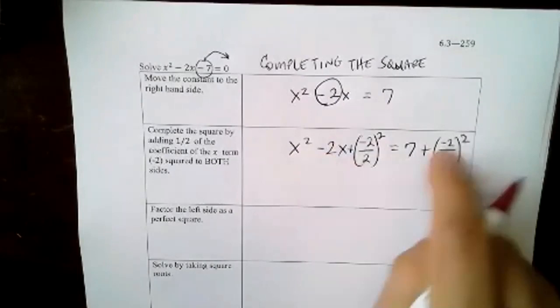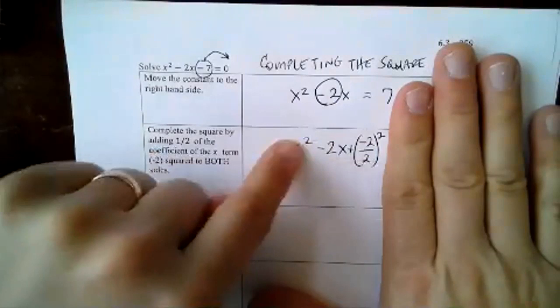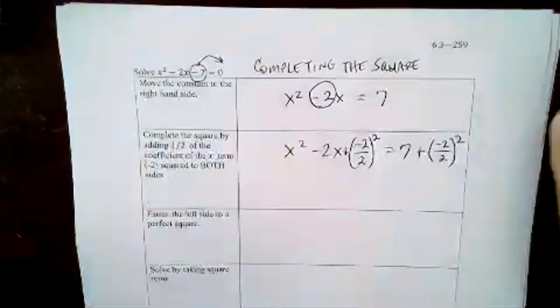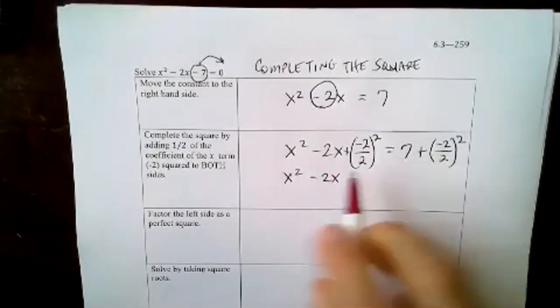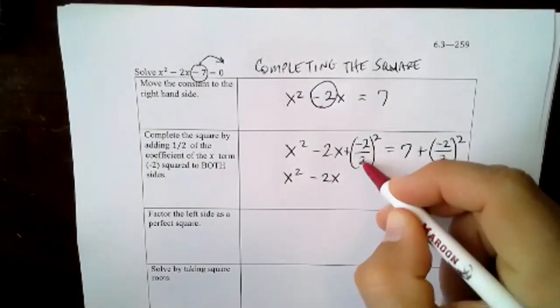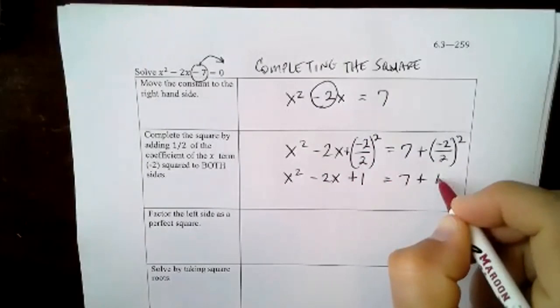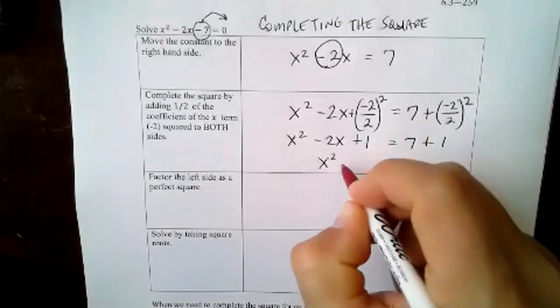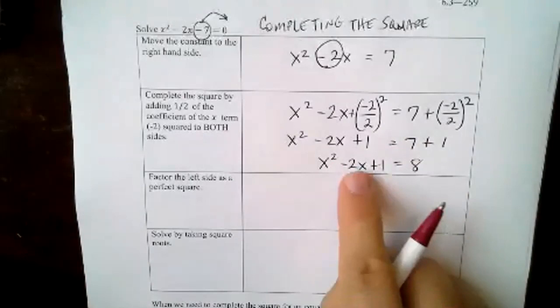So if you were to look at just this part right here, this is actually a perfect square. And so let's go back and rewrite this. So we've got x squared minus 2x. So this is negative 2 divided by 2, or negative 1 squared is positive 1. So this is 7 plus 1 on that side. Now we're going to rewrite it again. X squared minus 2x plus 1 equals 8 on that side.